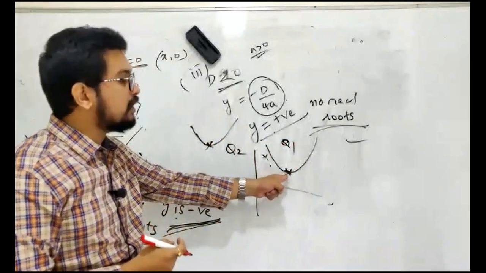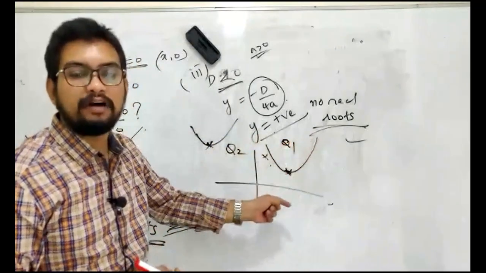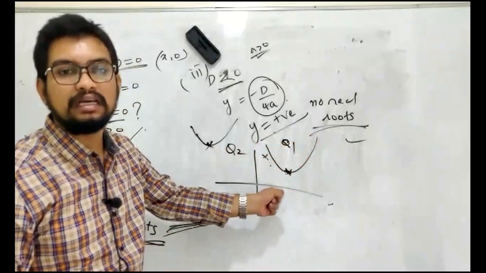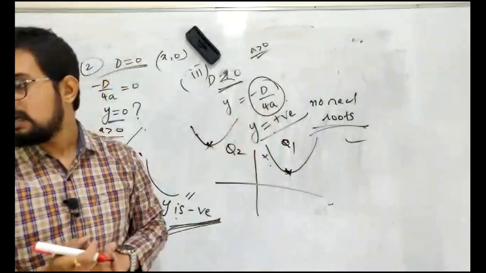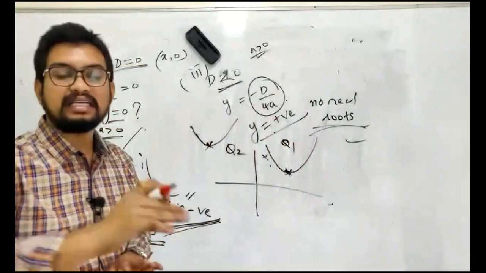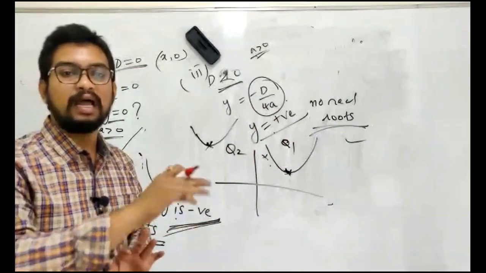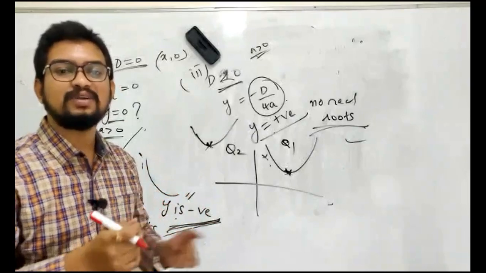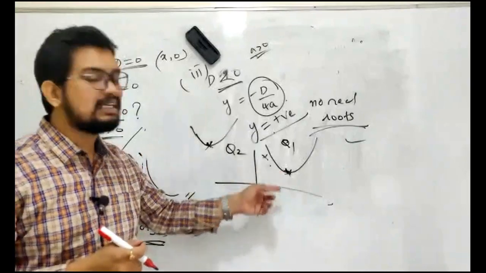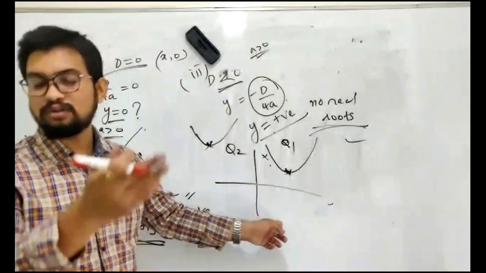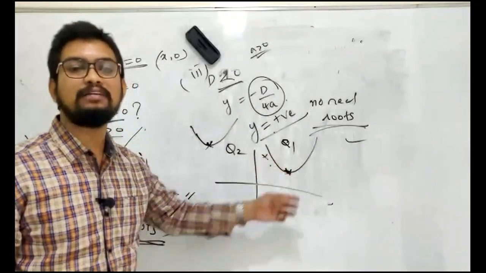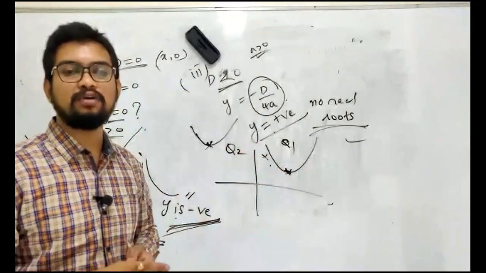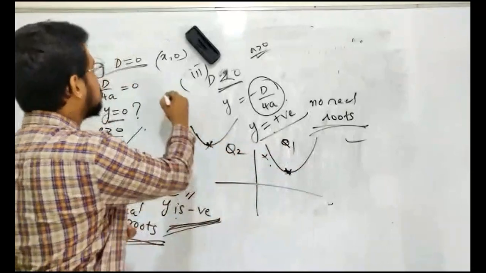This is the vertex. Construct a parabola roughly. Now this parabola is never intersecting the x axis. As it never intersects the x axis, there is no real root. That is the statement which you wrote, right? Hope this is clear.